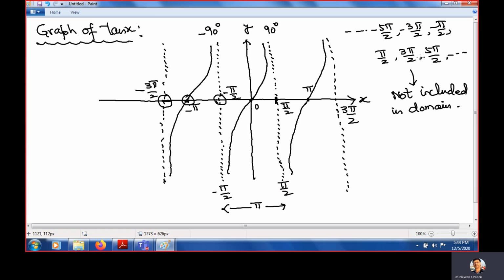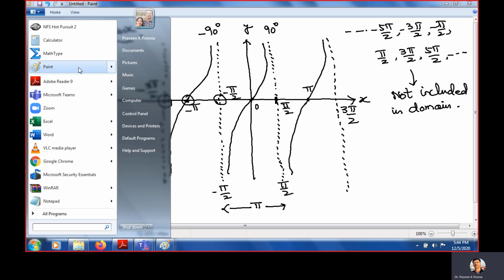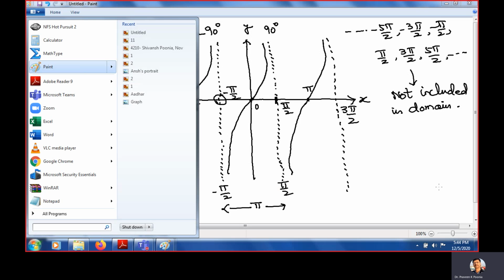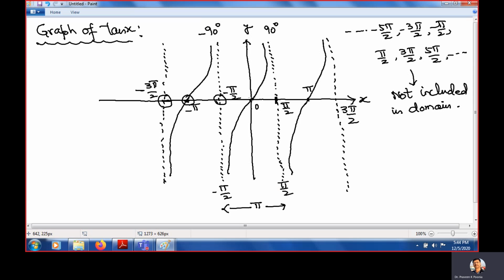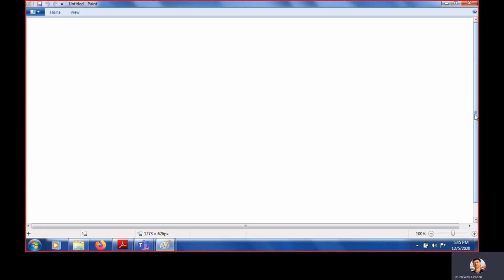Clear? So from the tan graph we find three important things. And one more thing here, because you will find the range. Here is minus infinity, here is plus infinity. So the value is going from minus infinity to plus infinity in the case of range. So there are three important conclusions we can write here.